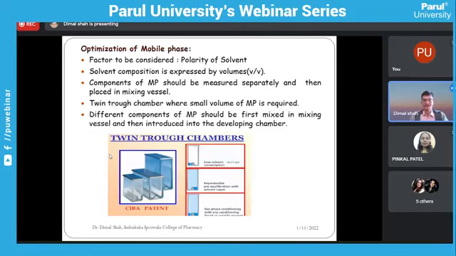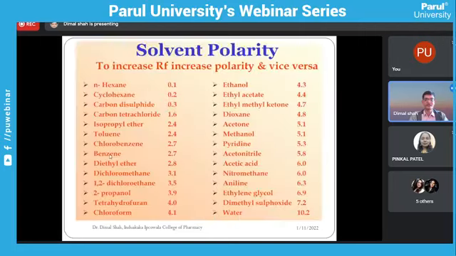Otherwise, there are chances of reproducibility problems which may arise. Yes, it can be avoided, and these are minimal. What I can say is that the reproducibility problem can also be surpassed. Fine. So the first thing that we have to carry out is the optimization of the mobile phase.